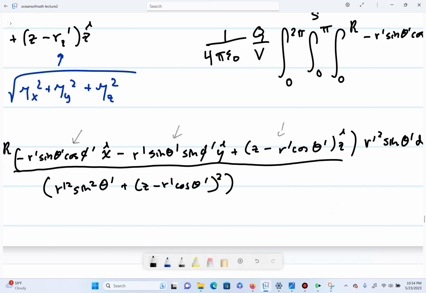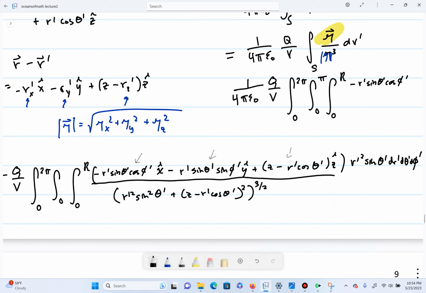And now we're going to have this term. This is actually the magnitude squared, so we're going to raise it to the 3/2 power. And that's pretty much it.